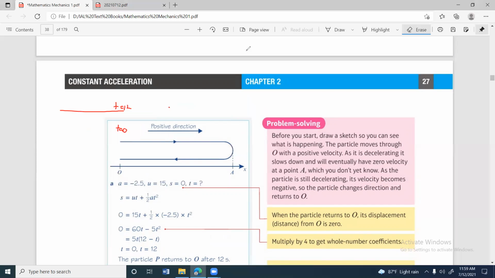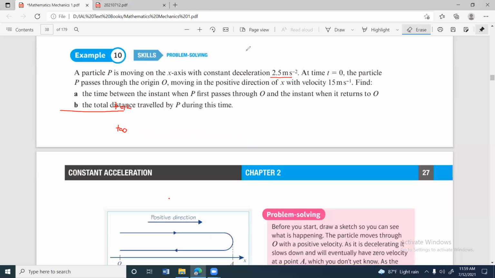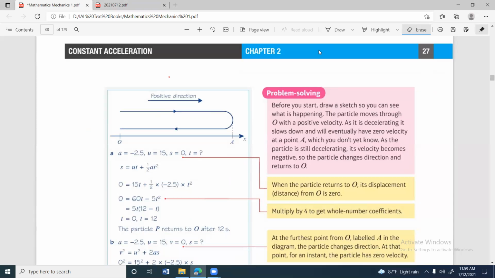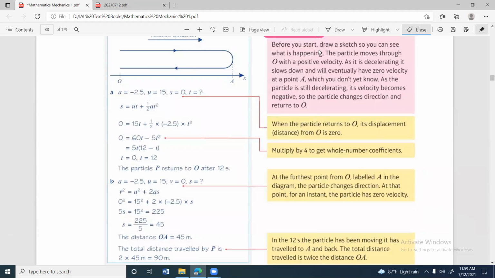Let's see what part B of the question is referring to. The total distance traveled during this time. We need to find the total distance. That means it travels from here to here, and again from here to here. Now you can see these two lengths are similar. The distance traveled from here to here, if you double it, should be the answer.